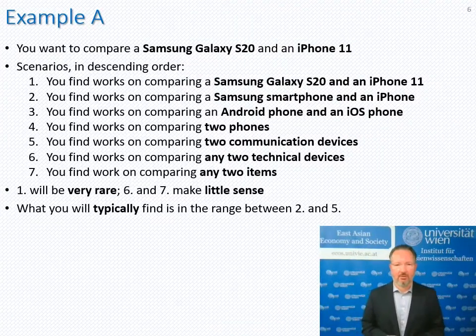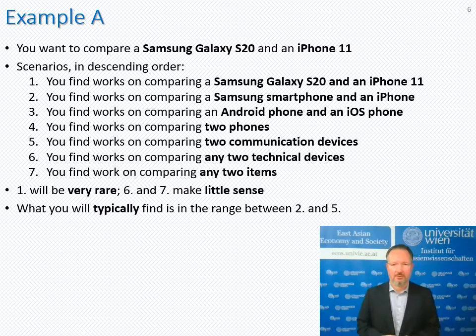So I guess you all have mobile phones, so I think that task is pretty simple. Our research question, or our topic, is comparing a Samsung Galaxy S20 and an iPhone 11, perhaps with a research question like which of those two fits my needs better, right? And here you have different scenarios, 1 to 7. Scenario number 1, that's exactly your research question or your topic, right? You go and try to find works on exactly that, on comparisons between those two particular smartphones.